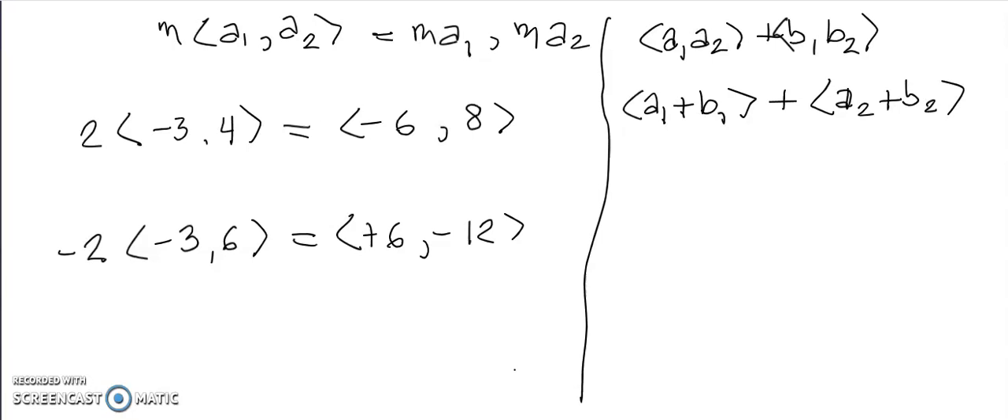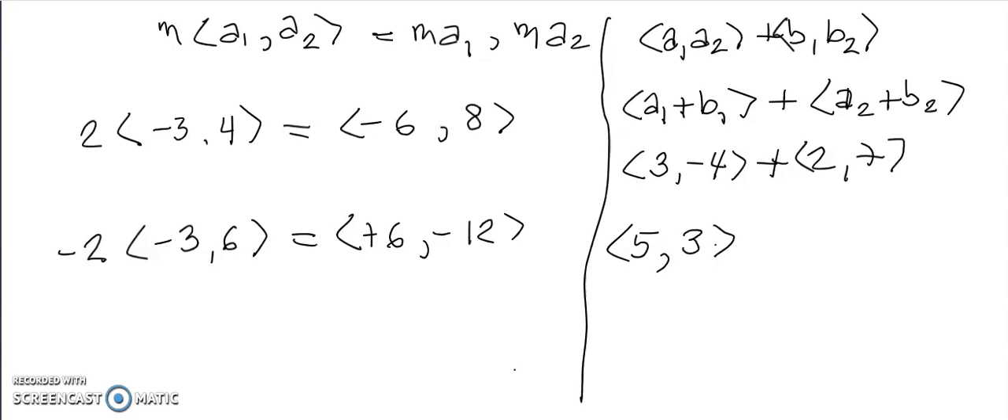Okay, example. Given that the points are 3 and negative 4 plus 2 and 7. So we add 3 and 2, we get 5, and negative 4 plus 7, so we will have positive 3.